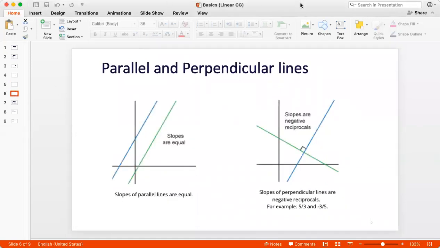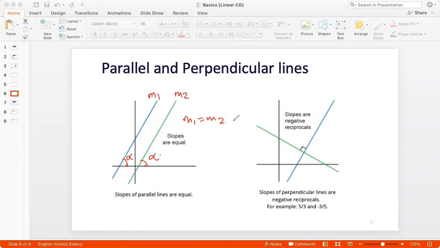Now, parallel lines will have the same slope because the angle that they make with the x-axis is the same. So let's say that this angle is alpha and this is also alpha. So obviously, if this is m1 and this is m2, then m1 will be equal to m2. So parallel lines have the same slope.